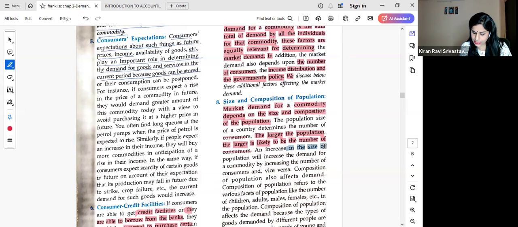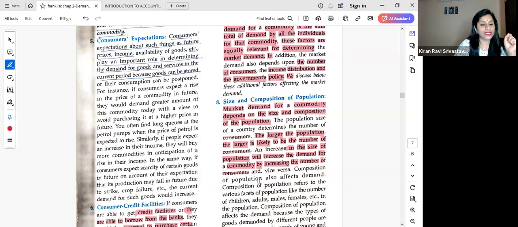An increase in the size of the population will lead to an increase in demand for a commodity by increasing the number of consumers. So, as simple as that, there's a direct relationship, because when the size of population increases, the demand for the commodity increases automatically. And vice versa. And what is composition of population?